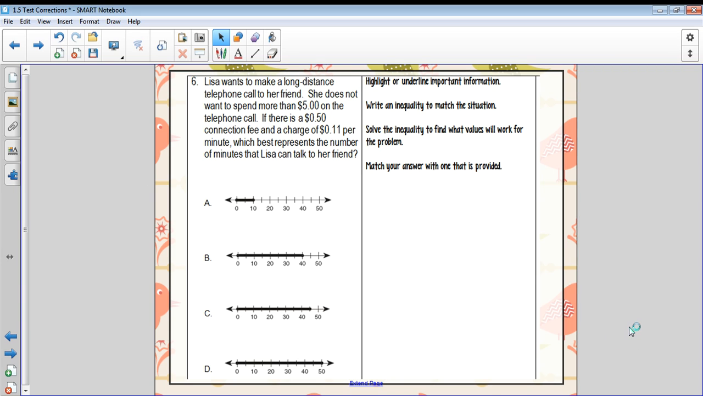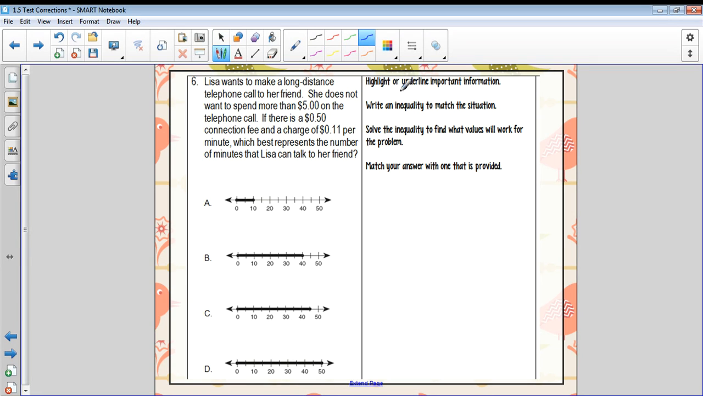This is Unit 2, Number 6. Lisa wants to make a long-distance telephone call to her friend. She does not want to spend more than $5 on the telephone call. If there is a 50-cent connection fee and a charge of 11 cents per minute, which best represents the number of minutes that Lisa can talk to her friend?